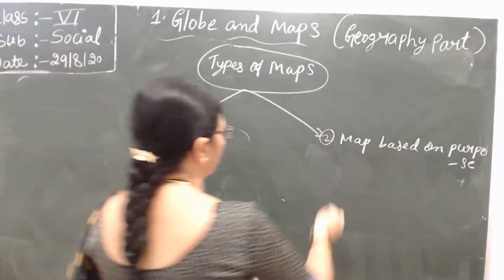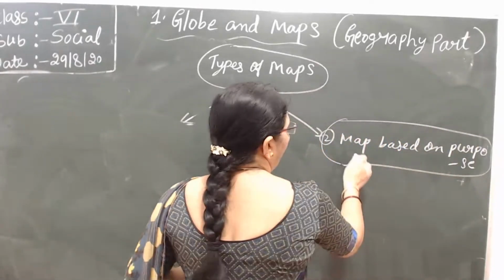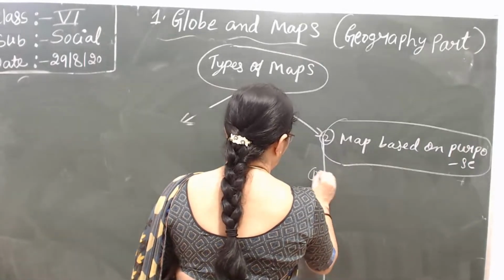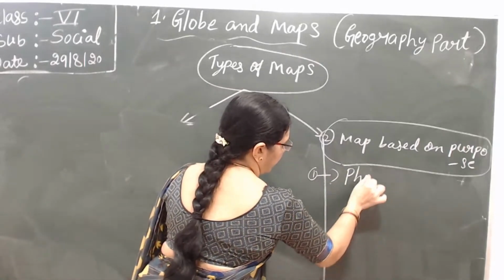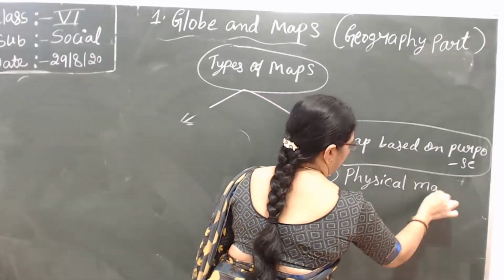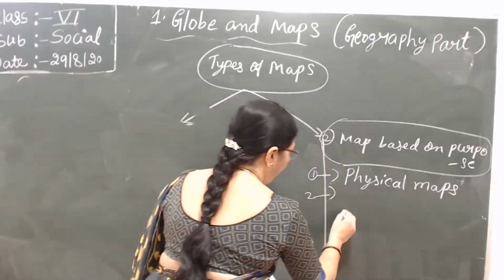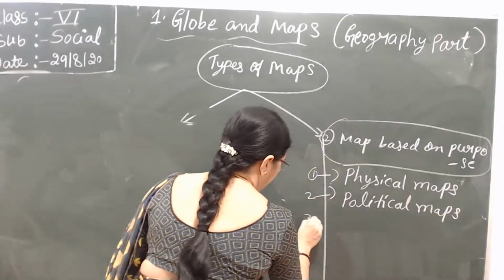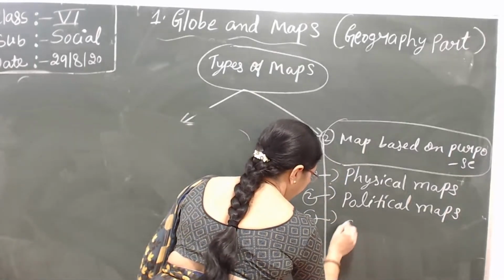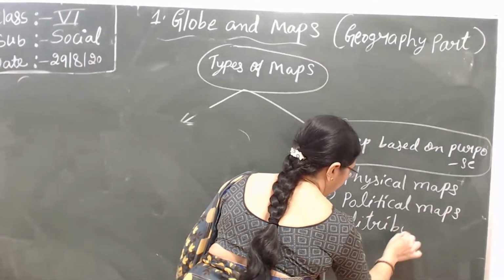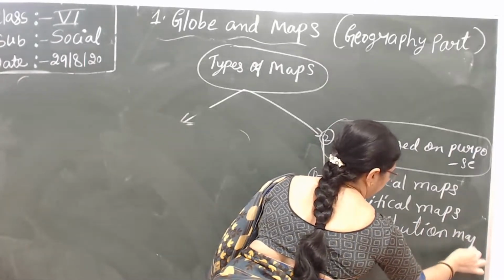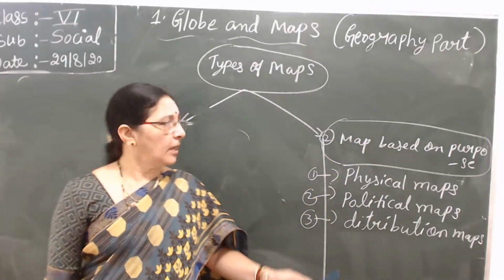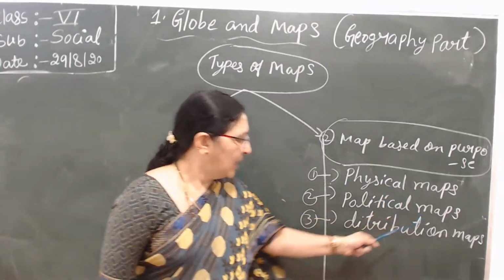Maps based on purpose. There are three types. How many types? Three types. One is physical maps. Next, political maps. Next one is the distribution maps. Okay. Map based on purpose: there are three types. Physical maps, political maps, distribution maps.